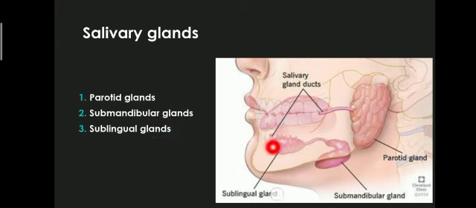Let's see the position of these glands. Parotid glands are present just in front of and beneath each ear. Submandibular glands are present close to the inner side of the lower jaw on each side, and sublingual glands are present below the tongue. All three types of salivary glands secrete their secretion, that is saliva, directly into the mouth with the help of ducts.